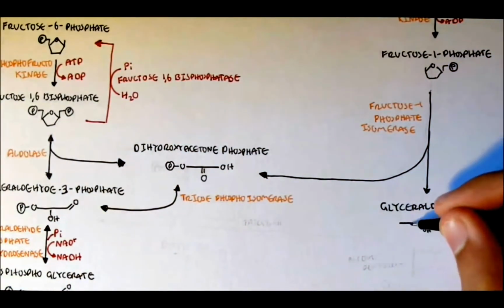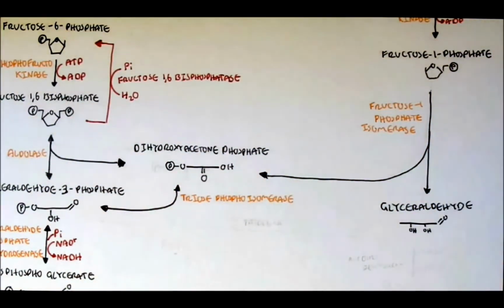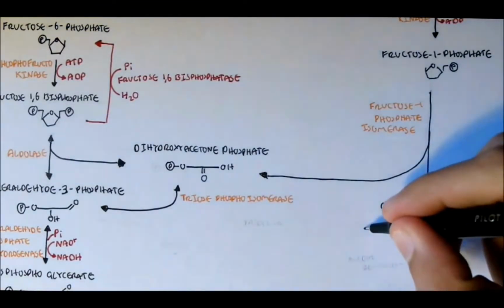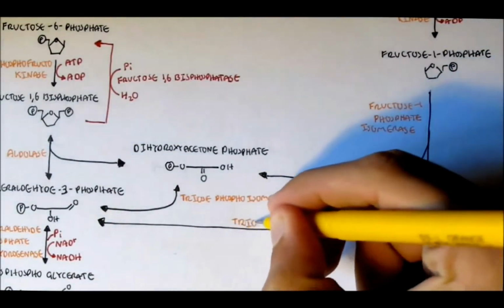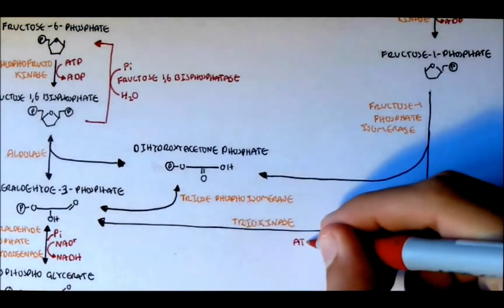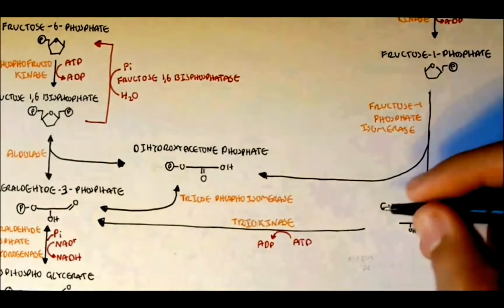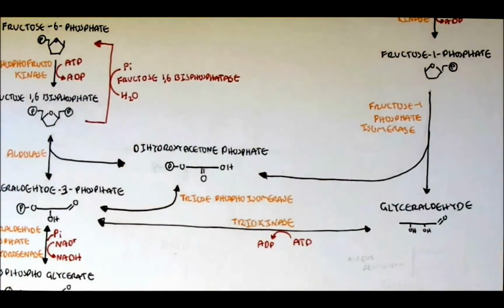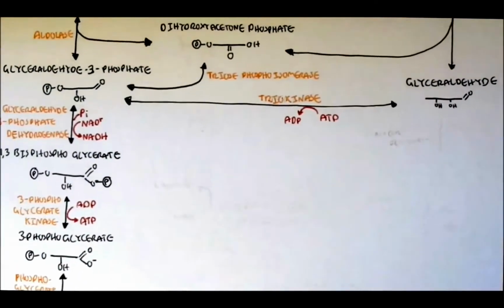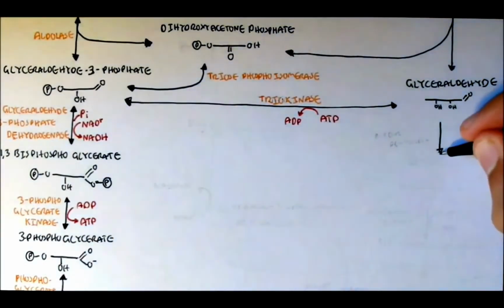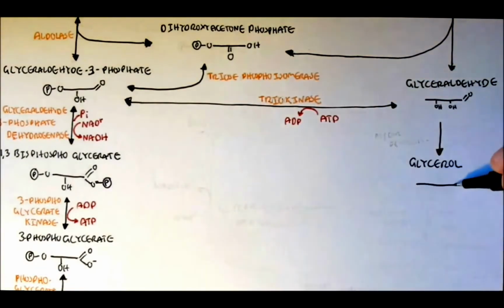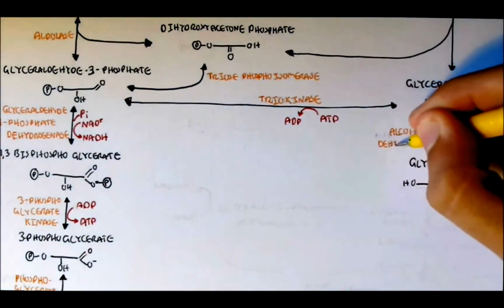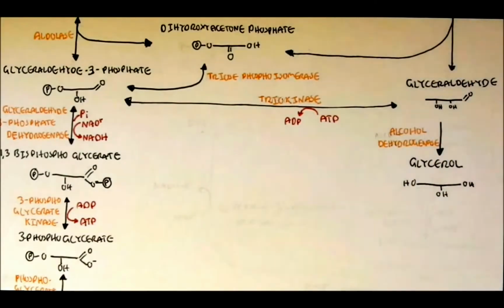And then glyceraldehyde can be phosphorylated to form glyceraldehyde 3-phosphate by the enzyme triose kinase, and it obtains a phosphate from ATP. Alternatively, glyceraldehyde can be reduced to form glycerol. So it can be reduced to form glycerol by the enzyme alcohol dehydrogenase, and NADH is then oxidized to NAD.